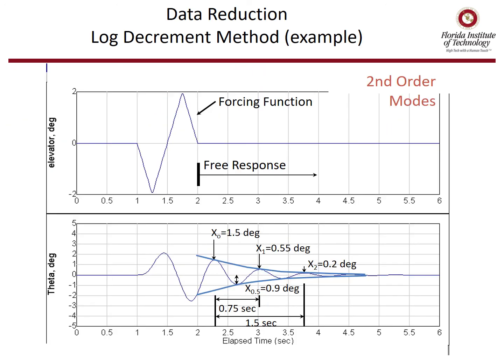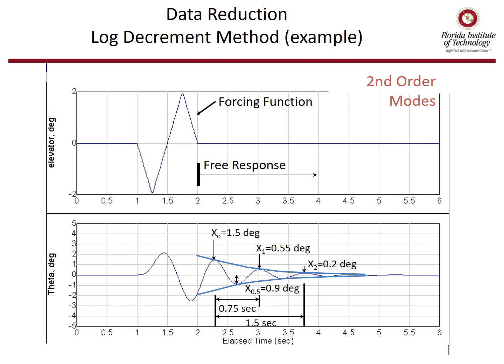Let's walk through an example. The top graph is our elevator deflection, where our input is into the system. We see it's a triangle doublet that starts at 1 second and finishes at 2 seconds, and then the free response is from 2 seconds on. The bottom plot is pitch attitude theta over time.